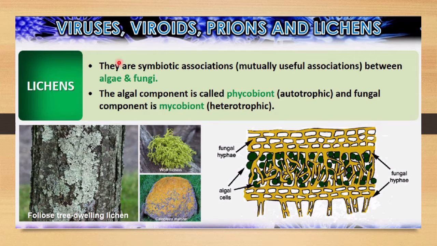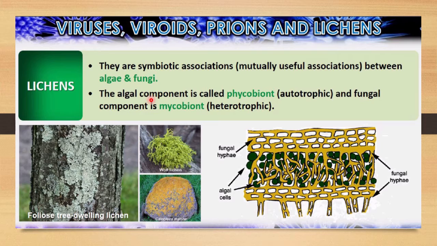So lichens are symbiotically associated. What is a symbiotically associated organism? It is a mutually useful association, meaning they benefit each other, between algae and fungi. So this is not a simple, individual organism. What are lichens? If algae and fungi are symbiotically associated with each other and mutually give benefits to each other, such a relationship is called lichens.